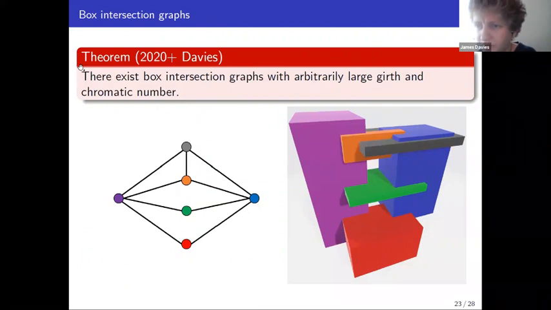And another result I'd like to mention, and this one's maybe cheating a bit because they don't contain circle graphs, but these same techniques can be applied to intersection graphs of boxes in free space. So generalizing Burling's result, boxes in free space, their intersection graphs can have large girth and chromatic number.